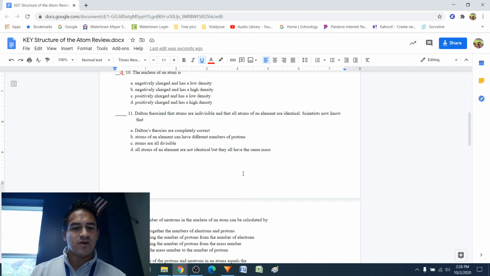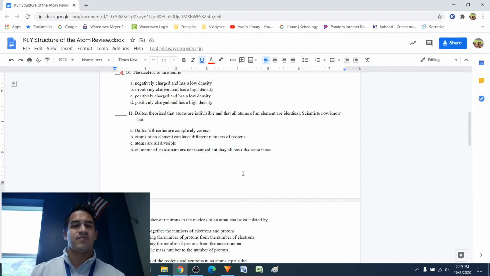Letter C, scientists now know that atoms are all divisible. That is true. We now know that atoms are divisible into protons, neutrons, and electrons, so that's maybe the answer. Otherwise, letter D, scientists now know that all atoms of an element are not identical, but they all have the same mass.